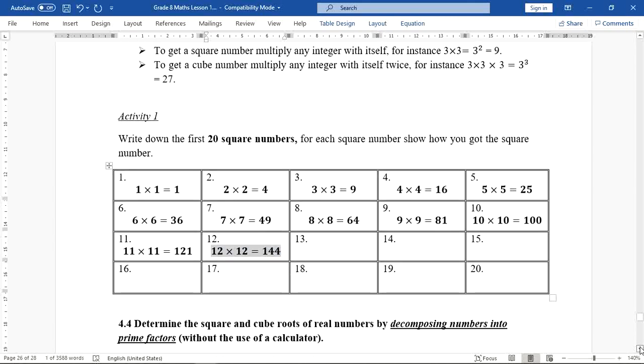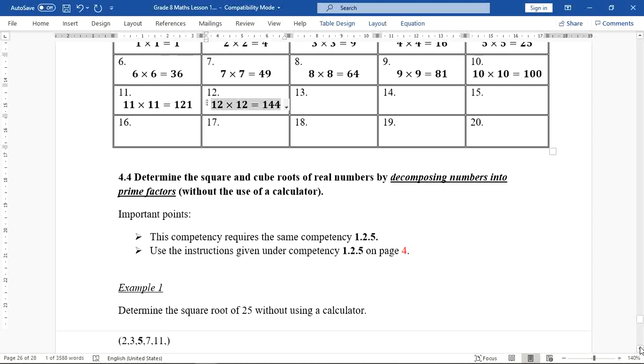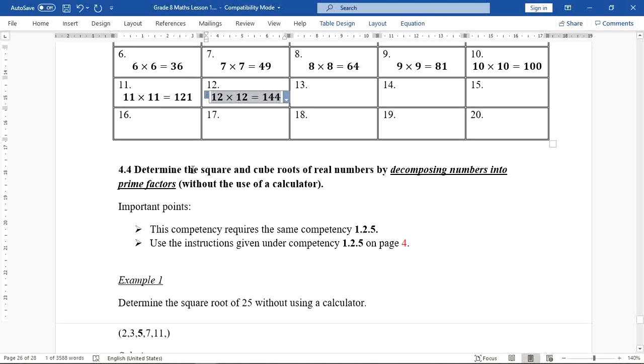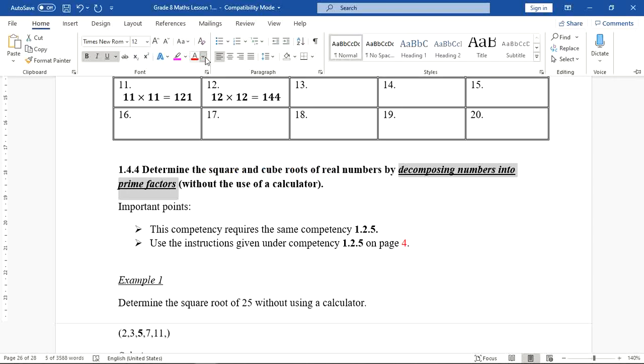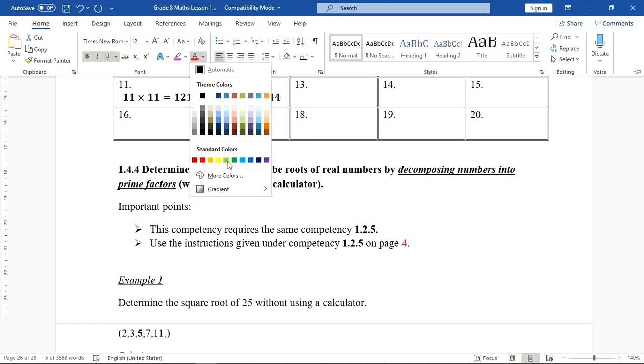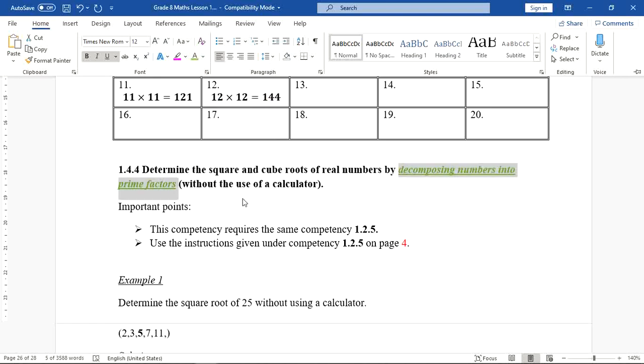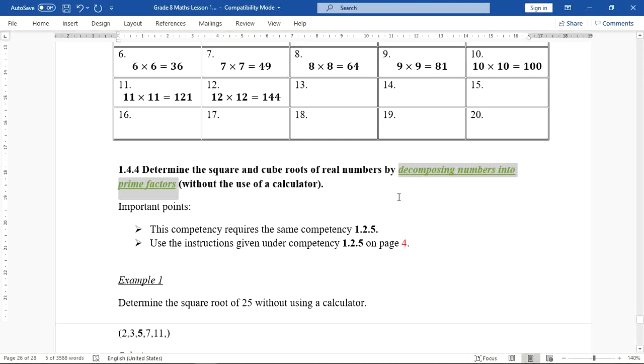Now this is the other work for today, something that we have done before. This competency says you should be able to determine the square and the cube roots of any real number by using the decomposition method, by decomposing the number into prime factors. We have done this already, in video number 5 and number 6. If you've forgotten, please revisit those two videos and see how we decompose a number into its prime factors.